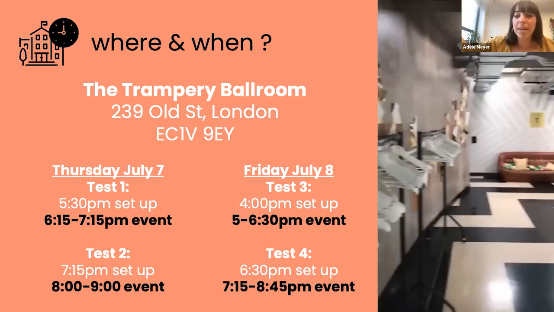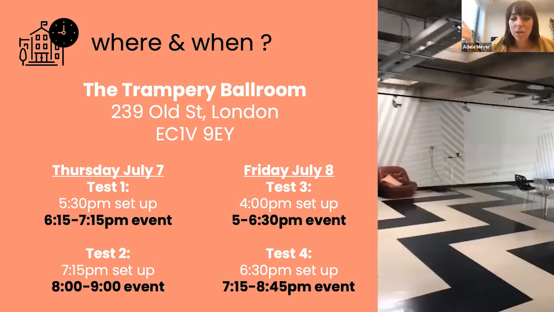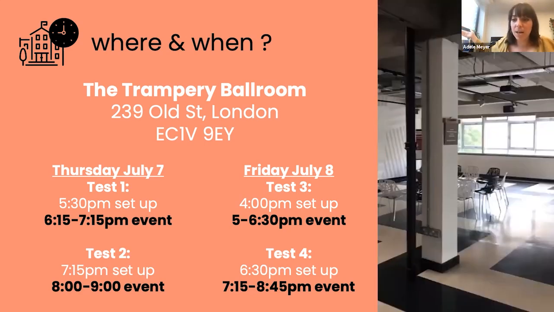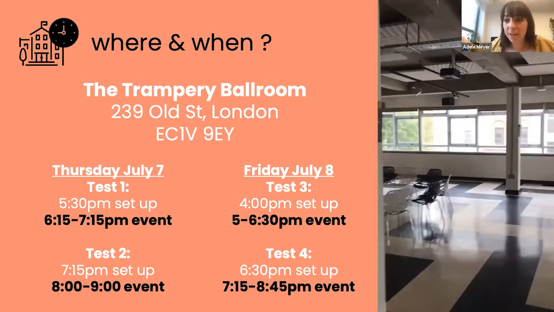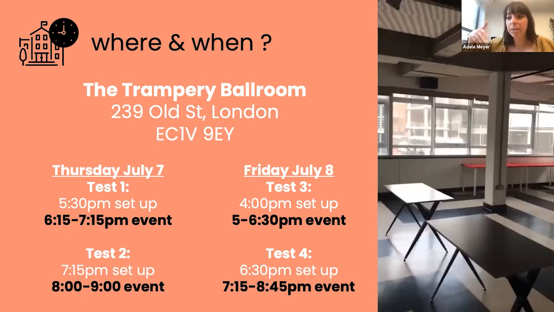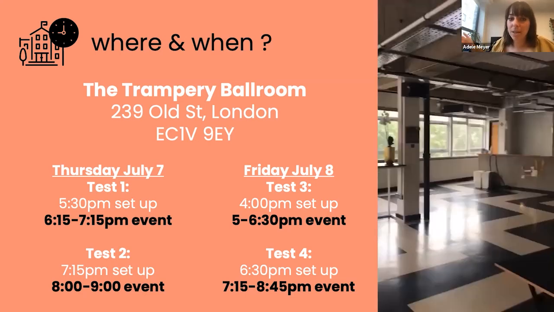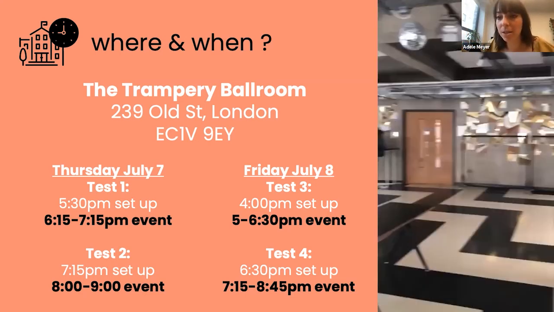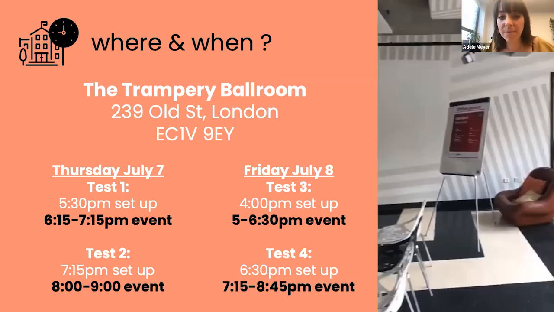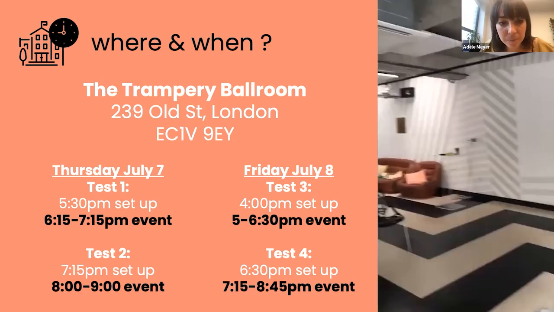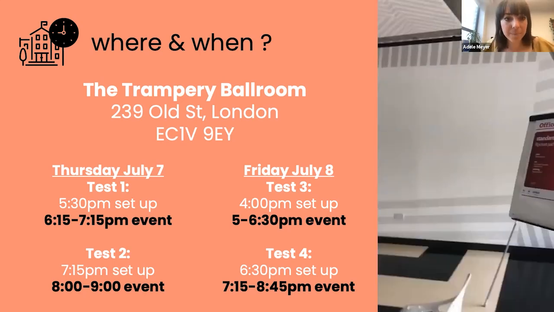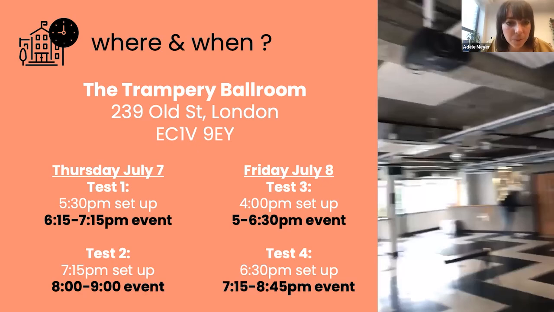So you can see how beautiful and spacious it is. There's these wonderful windows that look out over Old Street. And like we said, there will be between 5 and 7 test stations, as well as an ice cream station in this room on the day of the event. Okay, so that's what it's going to look like. Woo!